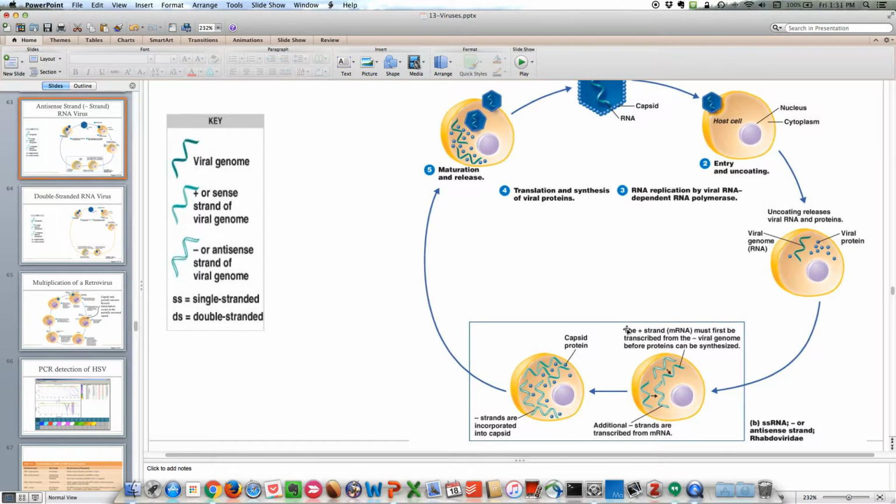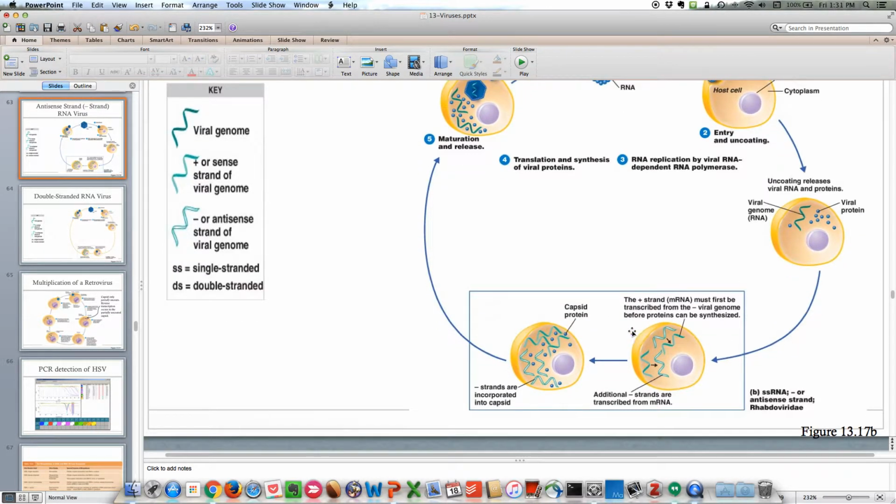And the artist of this diagram indicates that down here. And so you see here that the plus strand RNA must first be transcribed from the negative sense viral genome before any proteins can be synthesized. And that process is being shown here. Now, once you have these plus sense RNAs that were made, yes, indeed, those can serve as messenger RNAs that can then be translated into proteins, and they can make capsid proteins as shown over here. These plus strand RNAs also have another function, and as you may have anticipated, that function is that they serve as templates for additional copies of the negative sense RNA genome, and that's what the artist is showing down here.